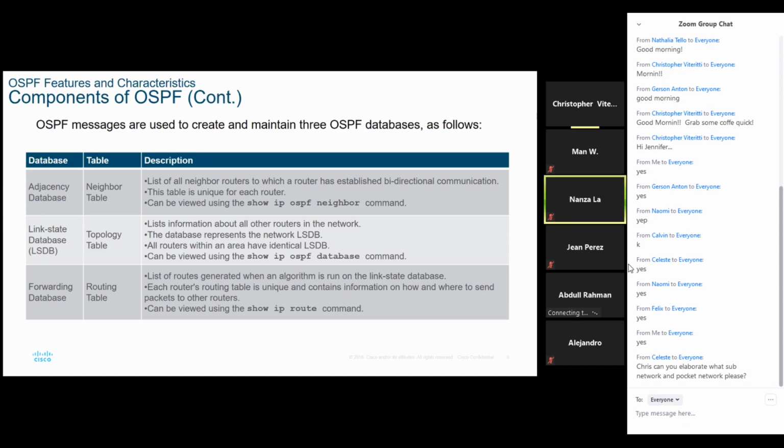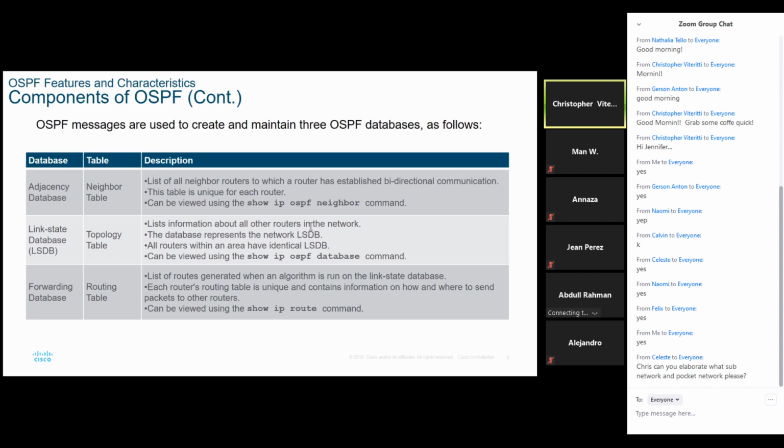So anyway, question: the link state database, the topology table, lists all the information about all other routers in the network. The database represents the network link state database, the state of all links in the network. Okay. OSPF has comprehensive knowledge of the network within its area, a given area.